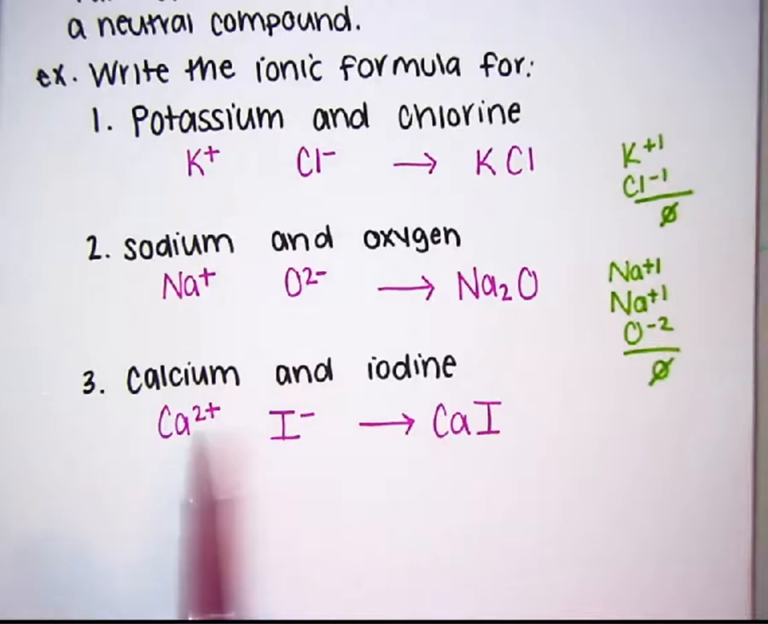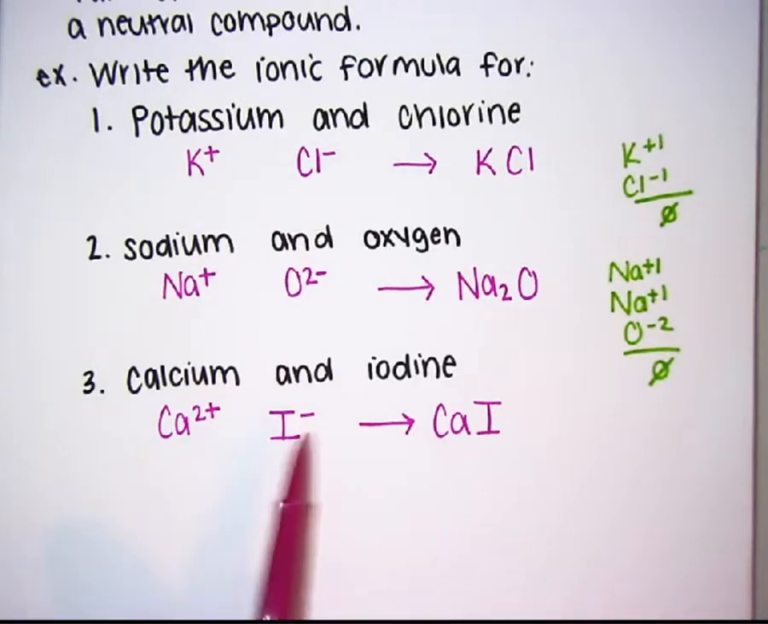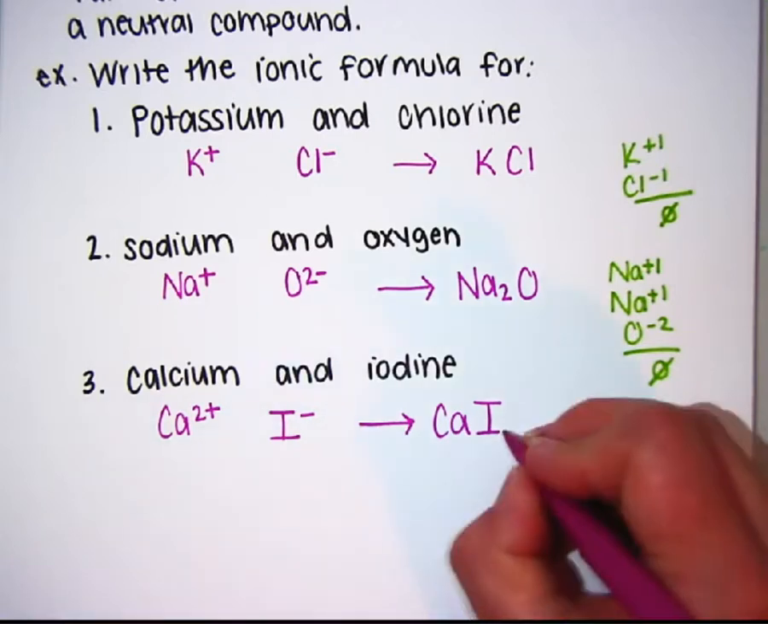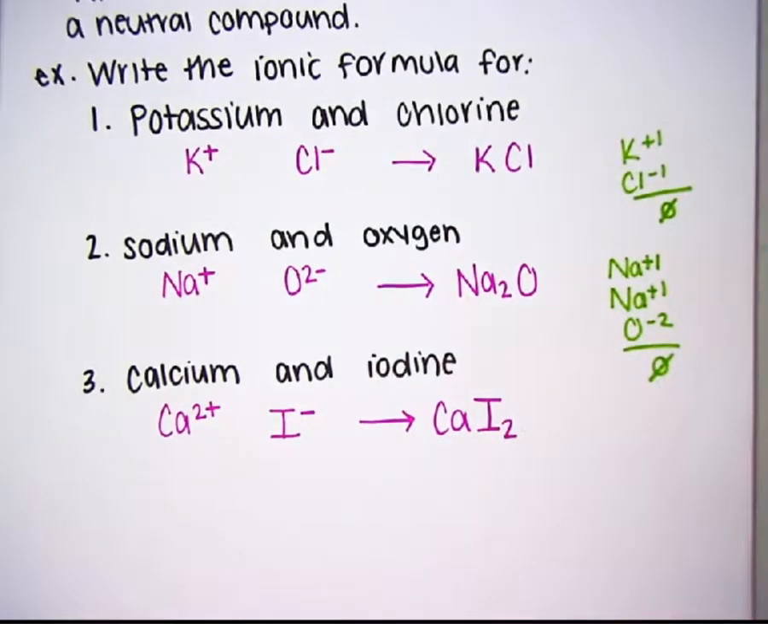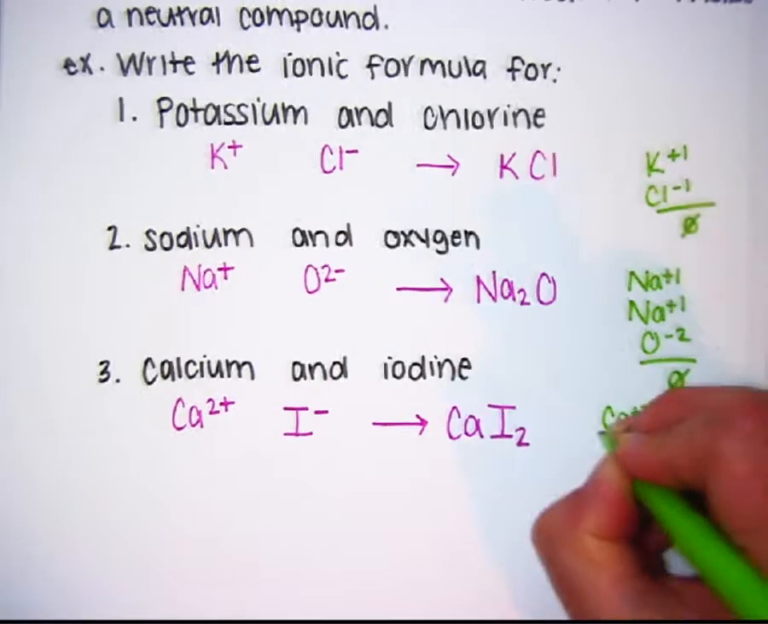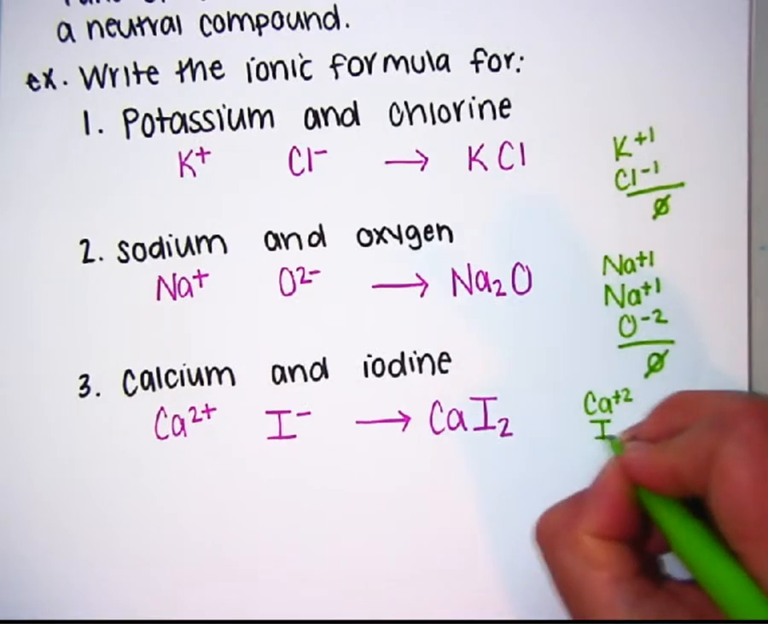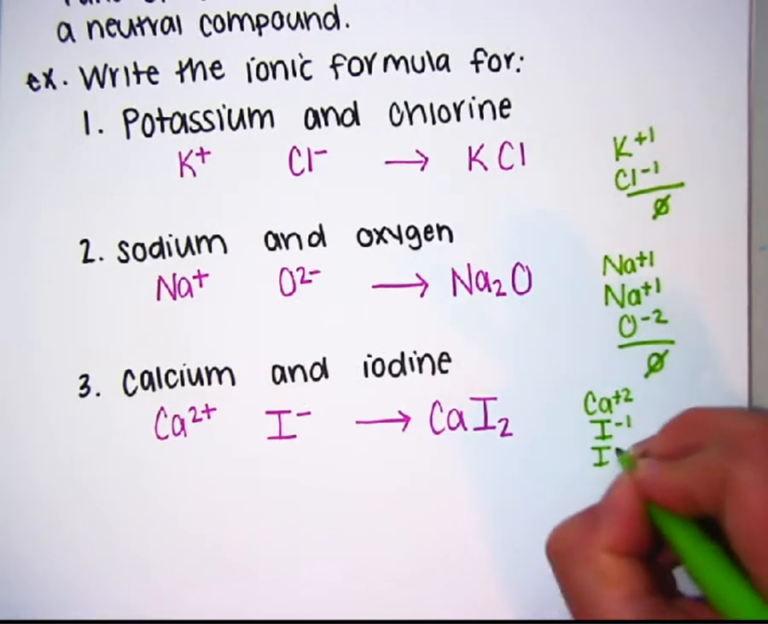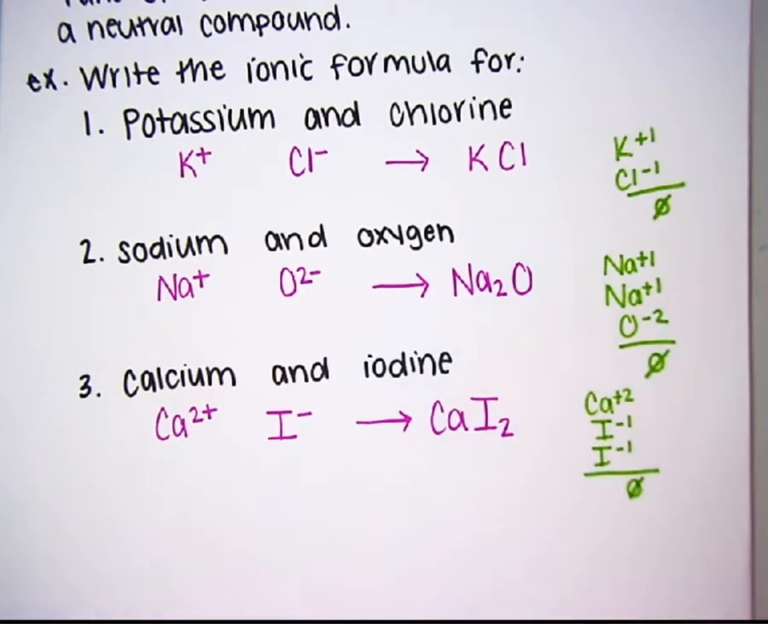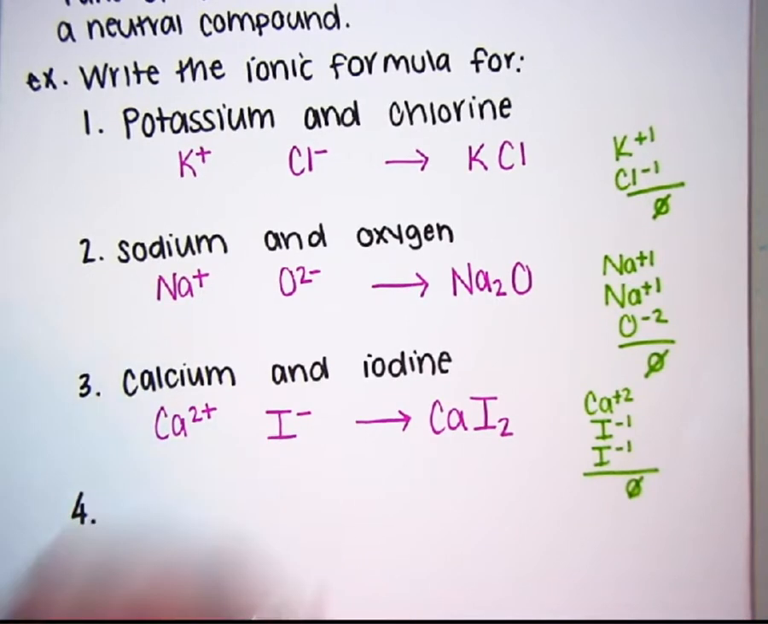Again, this is not neutral as is. How many iodines would I need to cancel out this +2 charge? Well, iodine is -1, so if I have 2 of them, that's going to cancel out that charge. Two minus 1 gives me 1, minus 1 gives me 0. Let's do 2 more, and then we'll go to naming.